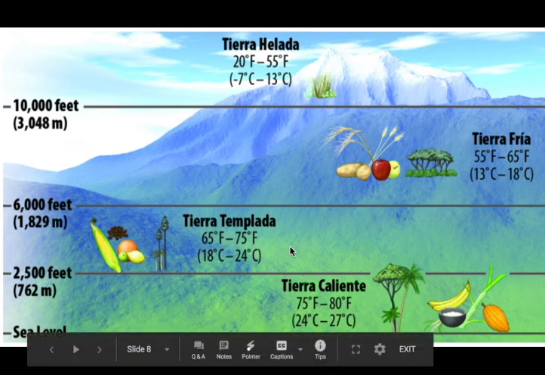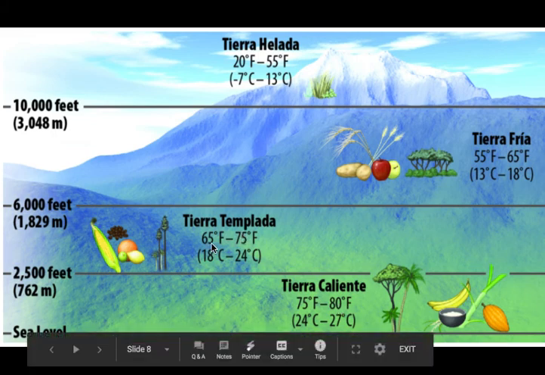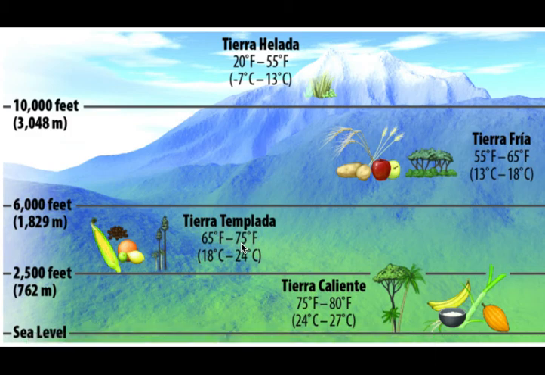The Tierra Caliente shows a temperature from 75 to 80, maybe even higher than that. Tierra Templada is 65 to 75 as an average temperature. As you go higher in elevation, the air is thinner, therefore it doesn't have the ability to maintain that heat capacity, so it gets cooler as you go higher as those particles are spread apart.